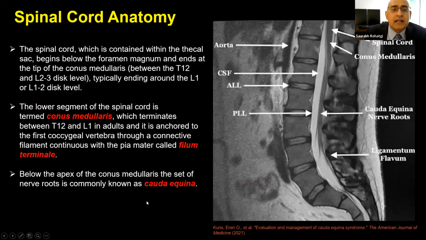Briefly about spinal cord anatomy, the spinal cord itself is contained within the thecal sac and begins at the foramen magnum cranially and ends at the tip of the conus medullaris, typically around the L1, L2 disc. The lower segment of the spinal cord is termed the conus medullaris, which terminates between T12 and L1 and is anchored to the first coccygeal ligament through a connective filum continuous with the pia mater called the filum terminale. Below the apex of the conus medullaris, it is served by nerve roots, which are known as the cauda equina nerve roots.